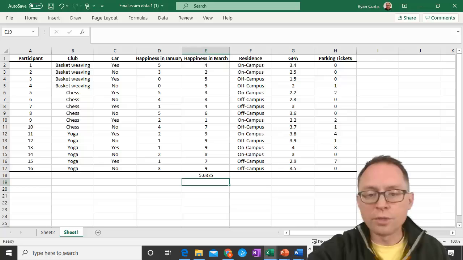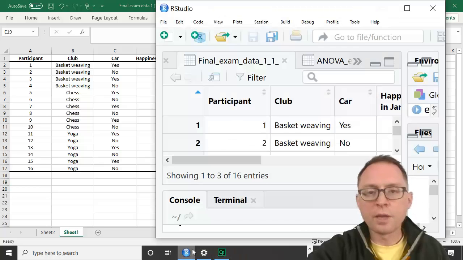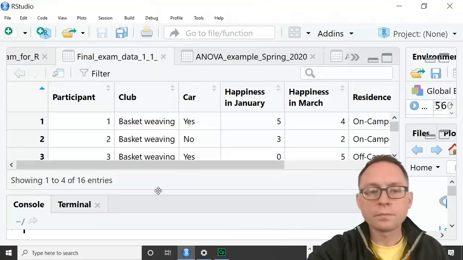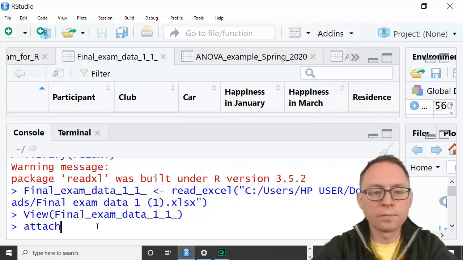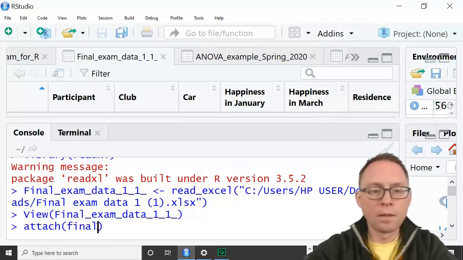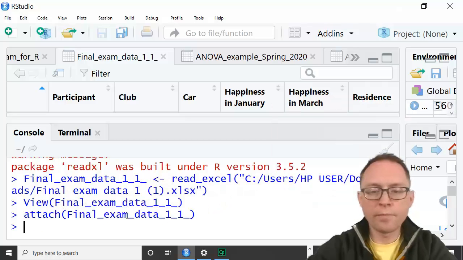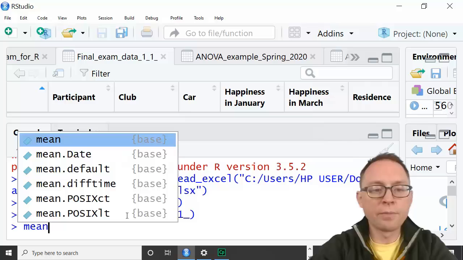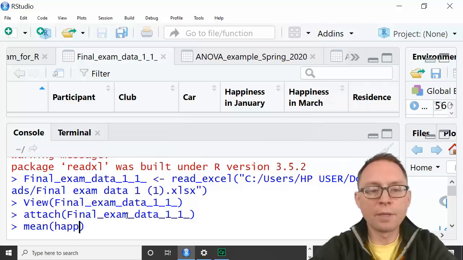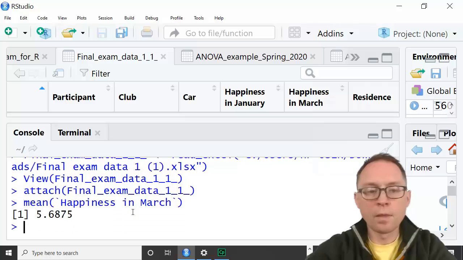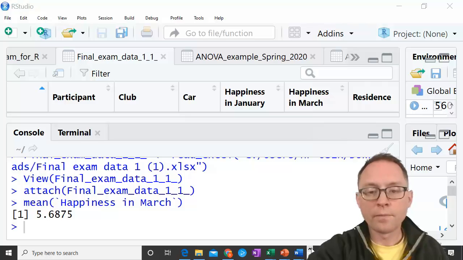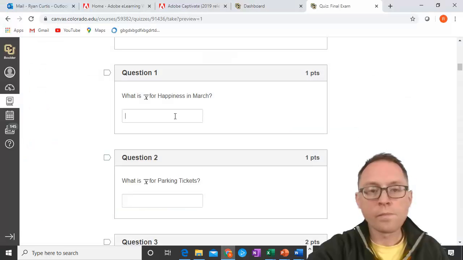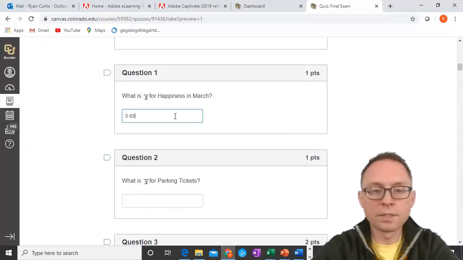Now, the other way we can do this is in RStudio. So here's my RStudio. I have the data, but I haven't attached it yet, so let's go ahead and attach it. Final exam data. And then I'm just going to ask for the mean of happiness in March. And there it is, 5.68775. So when we do this, we should put in 5.69.